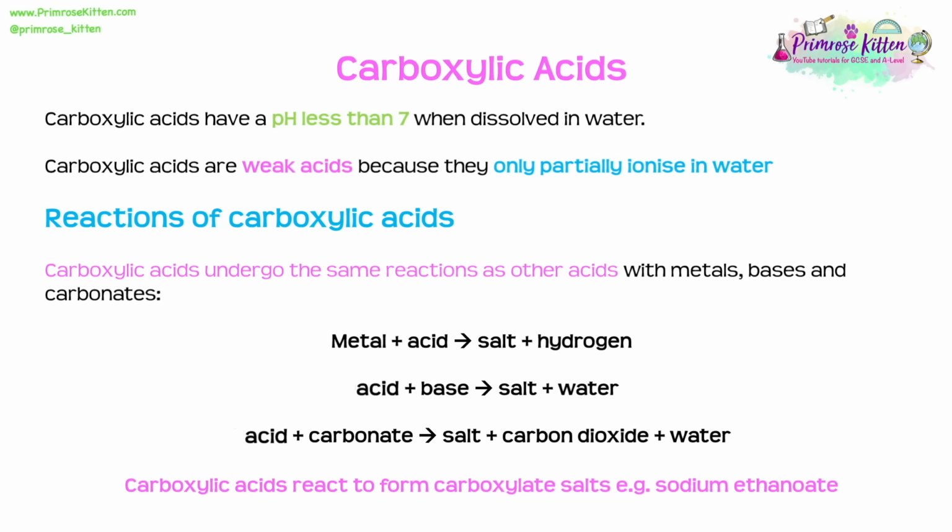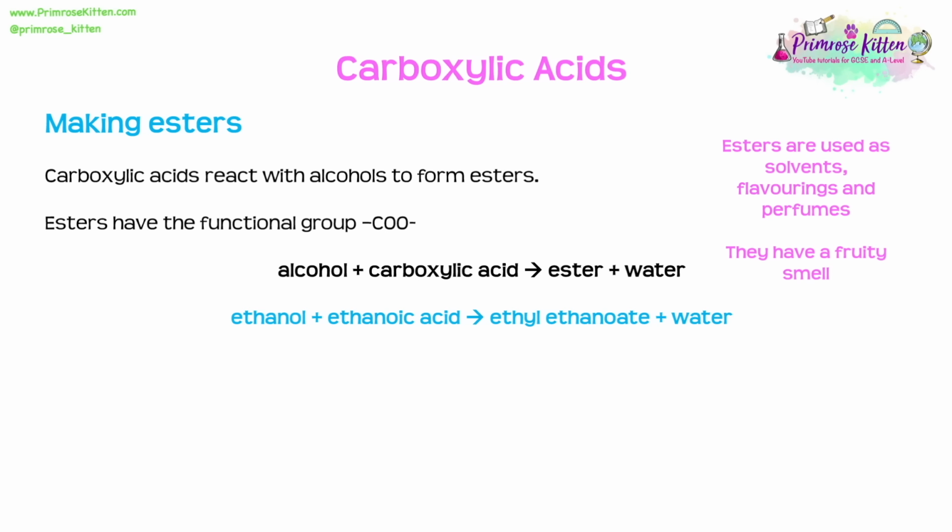The main difference that we'll see here is that we end up making carboxylate salts when we're using a carboxylic acid. For instance, if we had sodium reacting with ethanoic acid, the salt we would make would be sodium ethanoate. Finally, we need to know that carboxylic acids react with alcohols to form esters. Esters have the functional group COO, and the general formula for the formation of an ester is an alcohol plus a carboxylic acid makes an ester plus water.